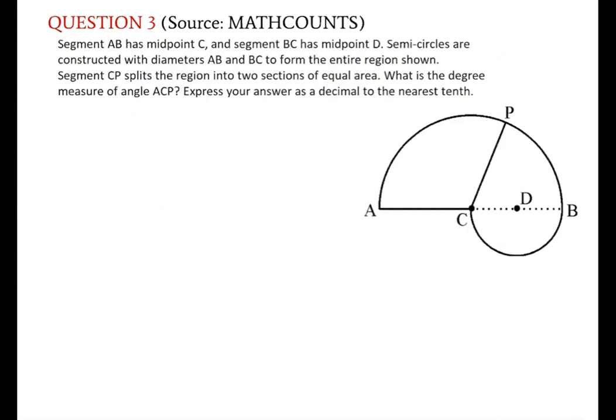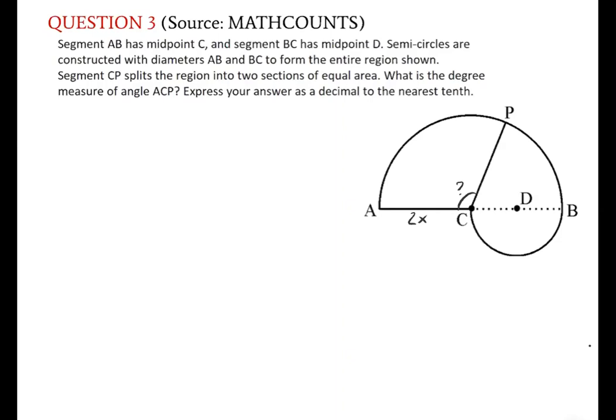Okay, question 3. We want to find the degree of this thing, ACP. So first, this question might be a bit tricky. It does require some thinking. So first, let's just let the length of AC be 2x, since we actually don't know the length, but that is okay. So we're going to let AC be 2x.